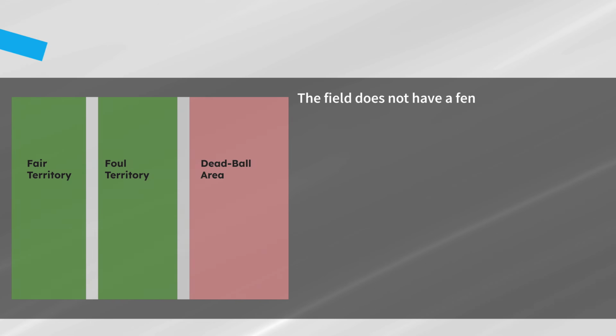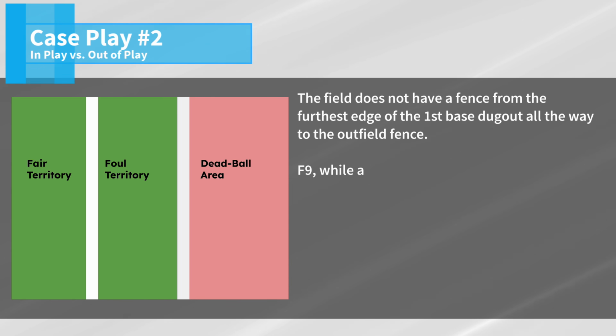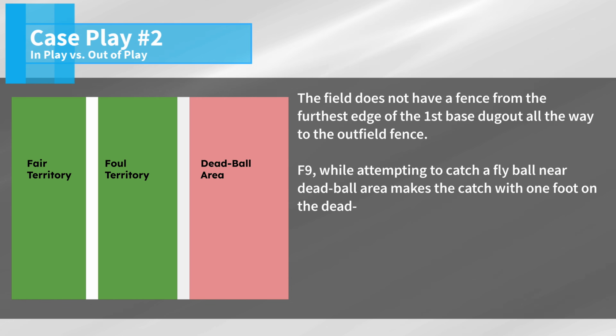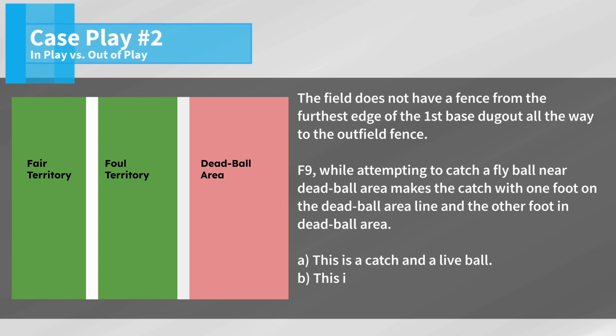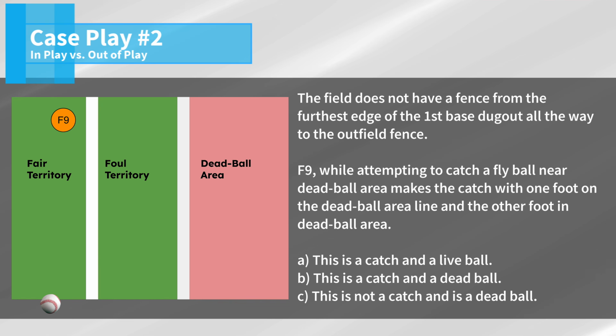Case play number 2. The field does not have a fence from the furthest edge of the first base dugout all the way to the outfield fence. F9, while attempting to catch a fly ball near dead ball area, makes the catch with one foot on the dead ball area line and the other foot in dead ball area.